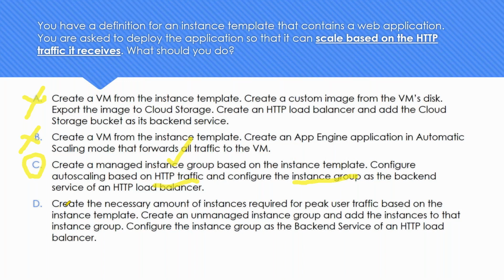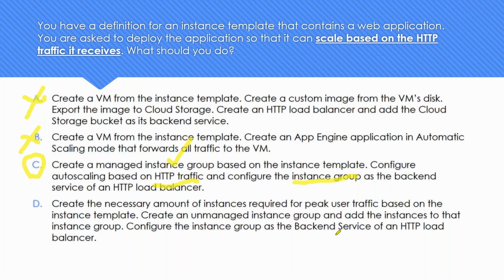Before locking C, let's look into D. Create the necessary amount of instances required for the peak user traffic based on the instance template. Okay, something like for the peak, I need 20 instances. Create an unmanaged instance group and add the instances to that instance group.